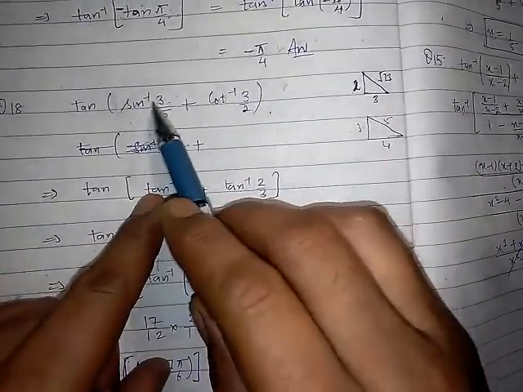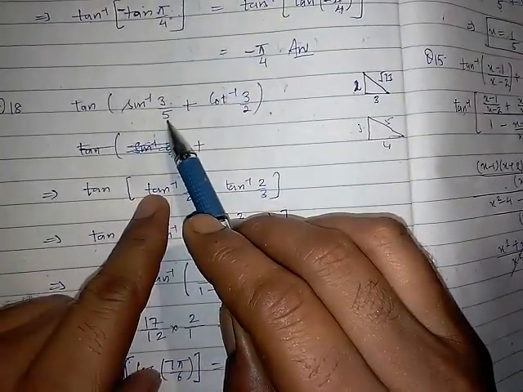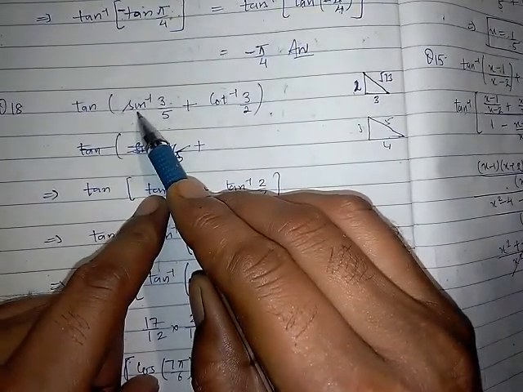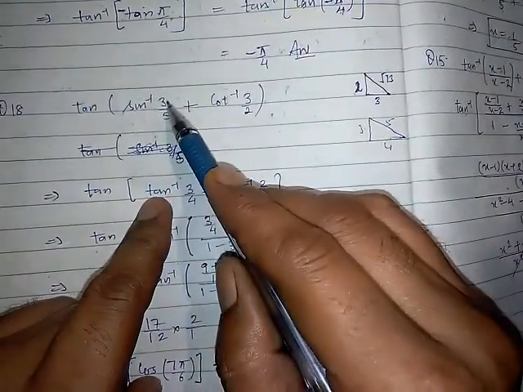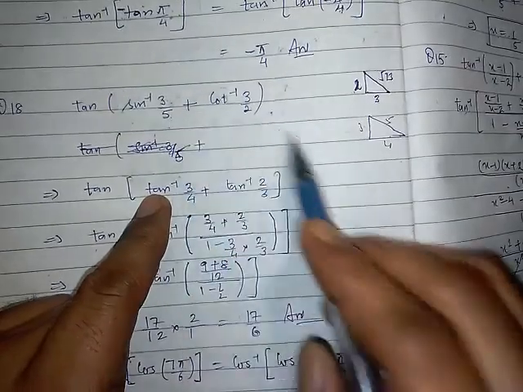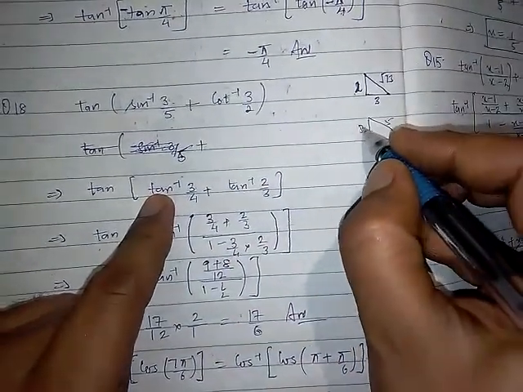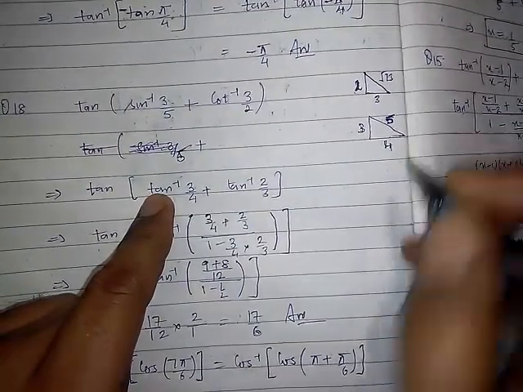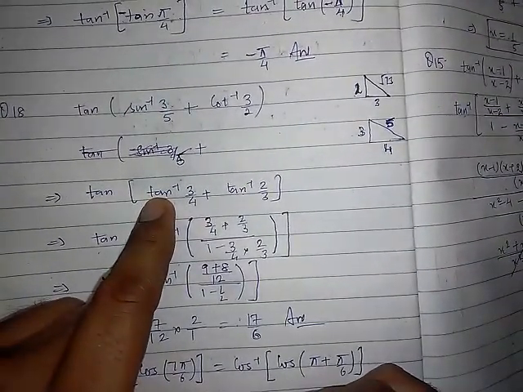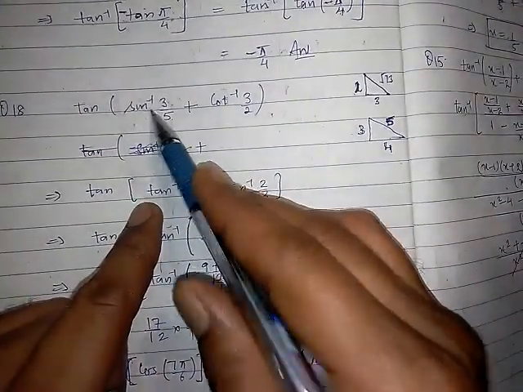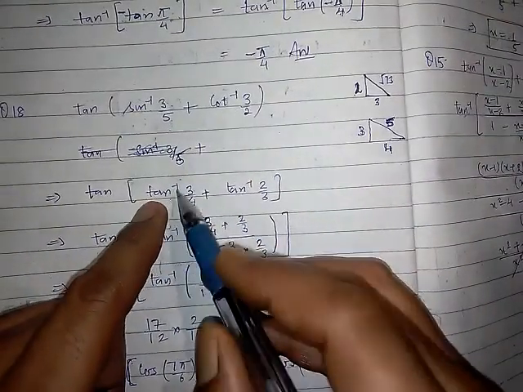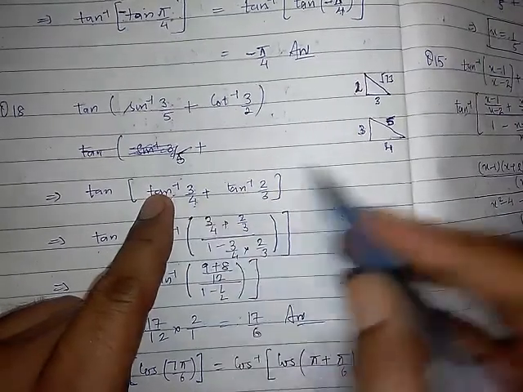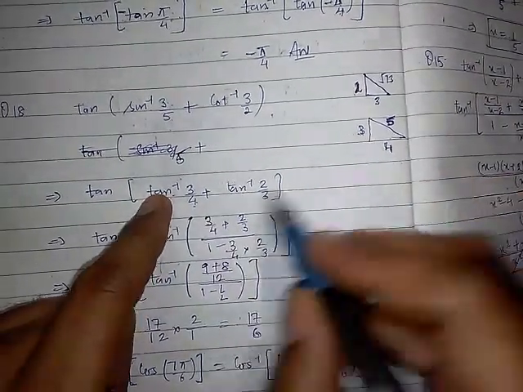So see, sine inverse 3 upon 5. It's very simple. Just have a look at this. Sine is equal to what? That is P upon H. So it means this is P and this is H. So I have mentioned over here, this is your P and this is your H. So simply we can find out roughly here that the base will be equal to 4. Now we can convert directly sine inverse to tan inverse. How? P upon B, by writing here P upon B. So P is 3, B is 4.